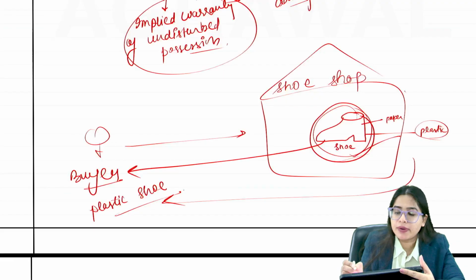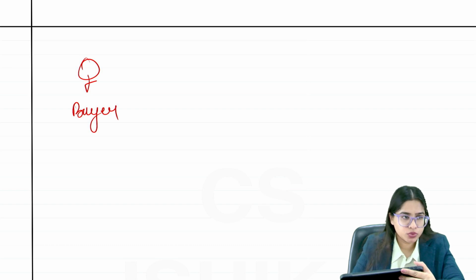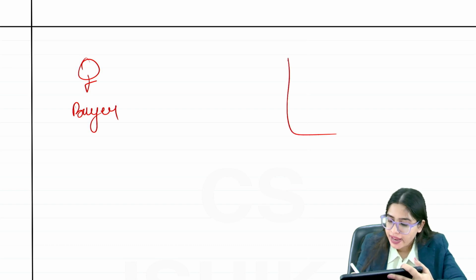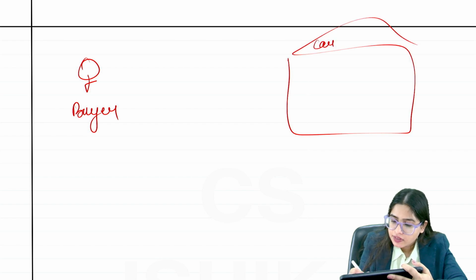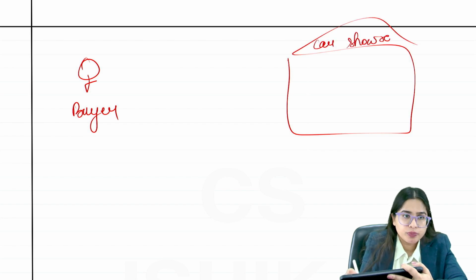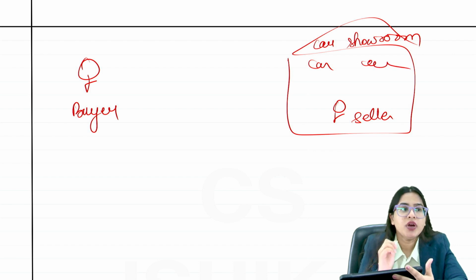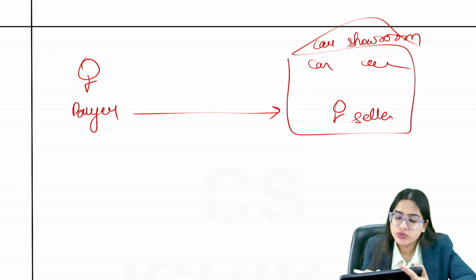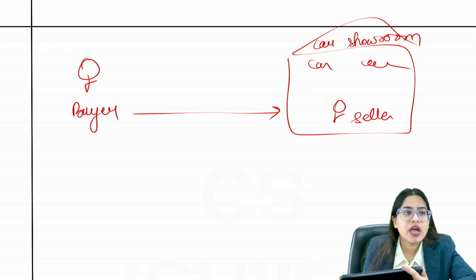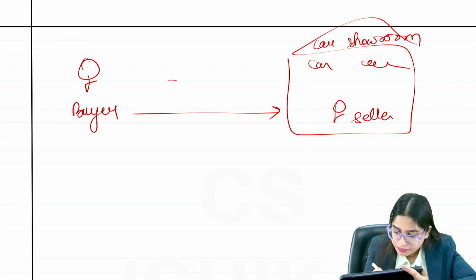One very good example I will tell you for this. Let's say this is the buyer, and let's say this is a car showroom, and this is the seller. Let's say there are a lot of cars in the showroom. Now the buyer went to this car showroom and said that I need a car.